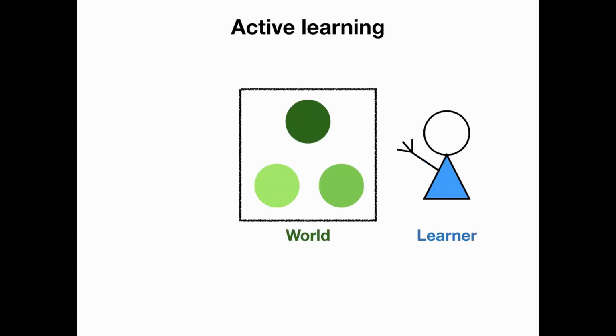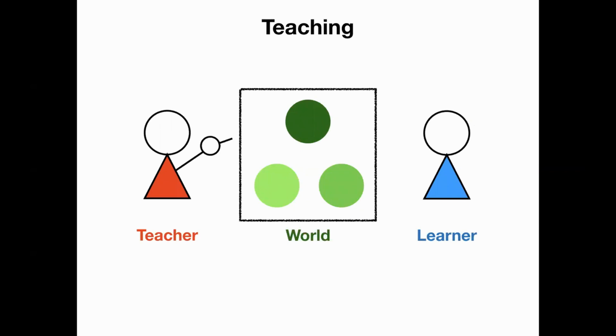In active learning, we have a world and a learner. The learner wants to learn how the world works, and he does so by actively intervening in the world and observing the consequences. In teaching, we have a world, a learner, and a teacher. Here, the teacher helps the learner to learn about the world by telling him which intervention to try, or by directly telling him the consequences of particular interventions.